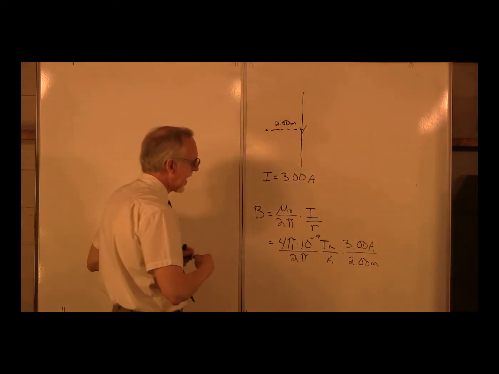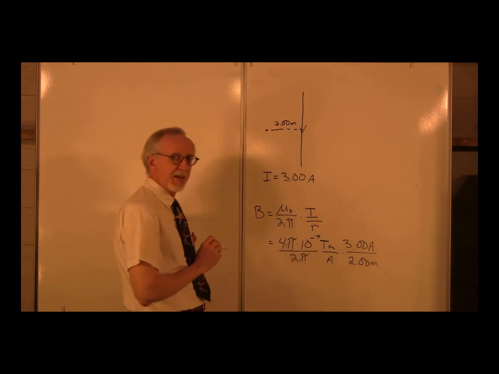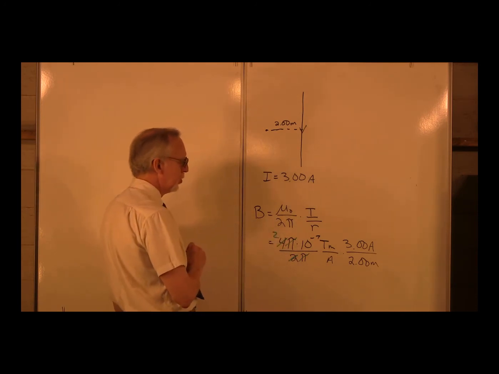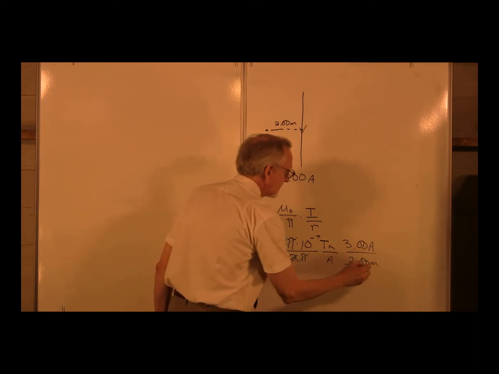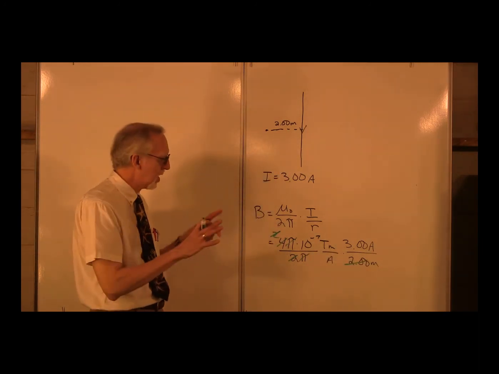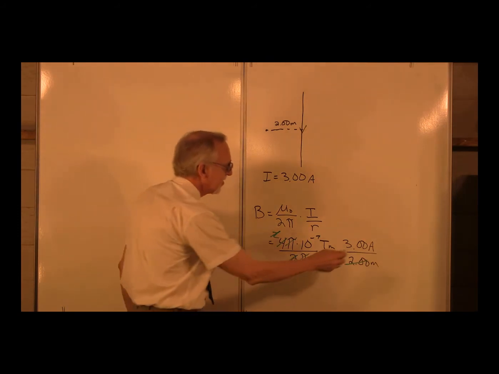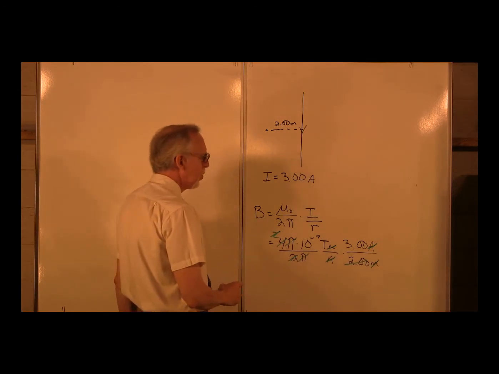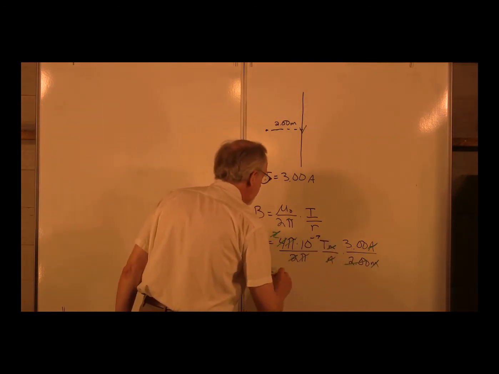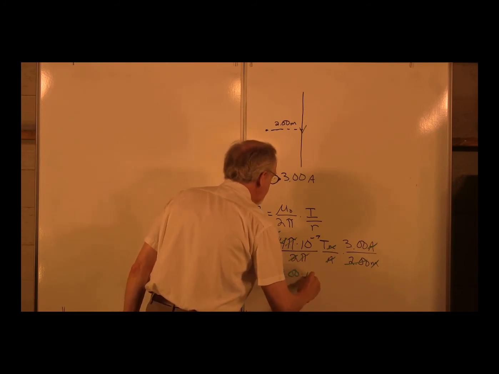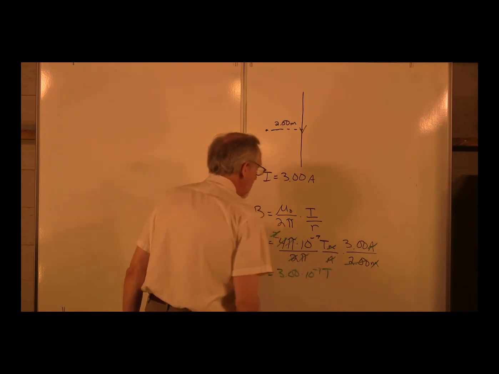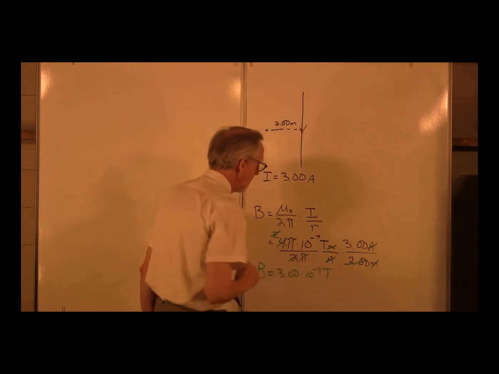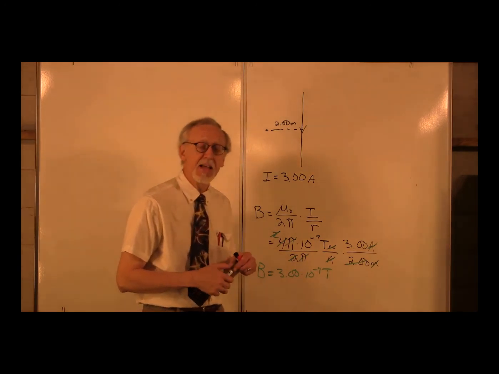Well, let's notice we have pi and pi cancels out. We've got 2 and 4 cancels out, leaving us with 2. 2 and 2 actually cancels out. You could actually do all of this on your calculator if you wanted, but it would all cancel out. We've got amps and amps canceling out, meters and meters canceling out, and so what are we left with? We are left with 3 times 10 to the minus 7th Tesla. There we go. That is the magnitude of the magnetic field. 3 times 10 to the minus 7th Tesla.